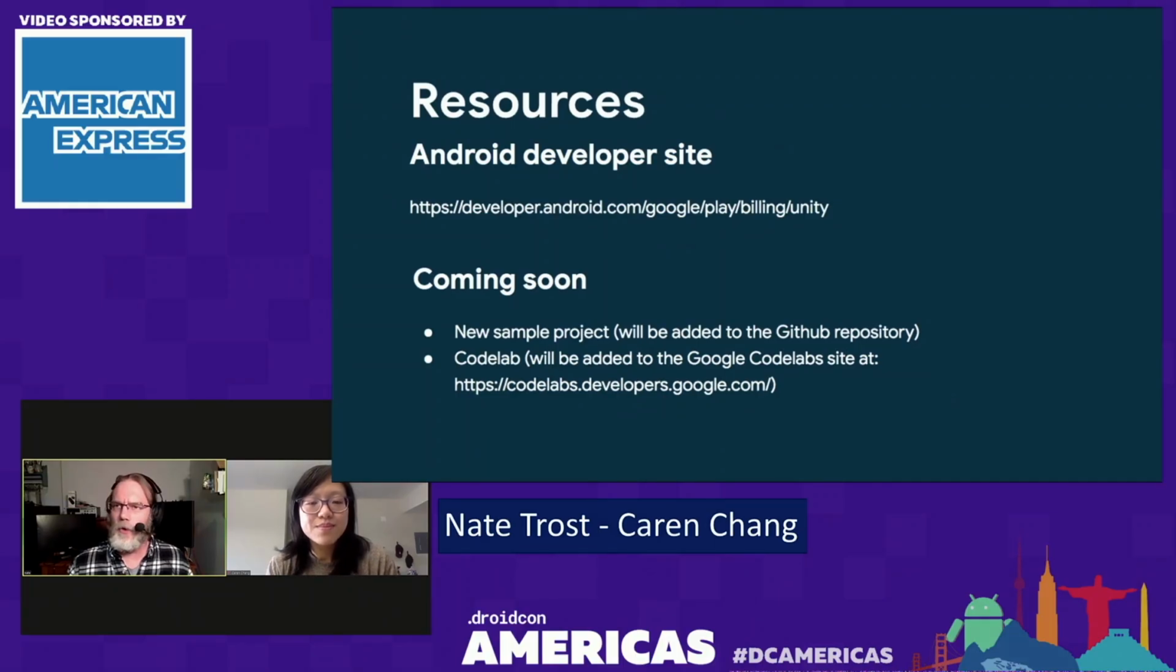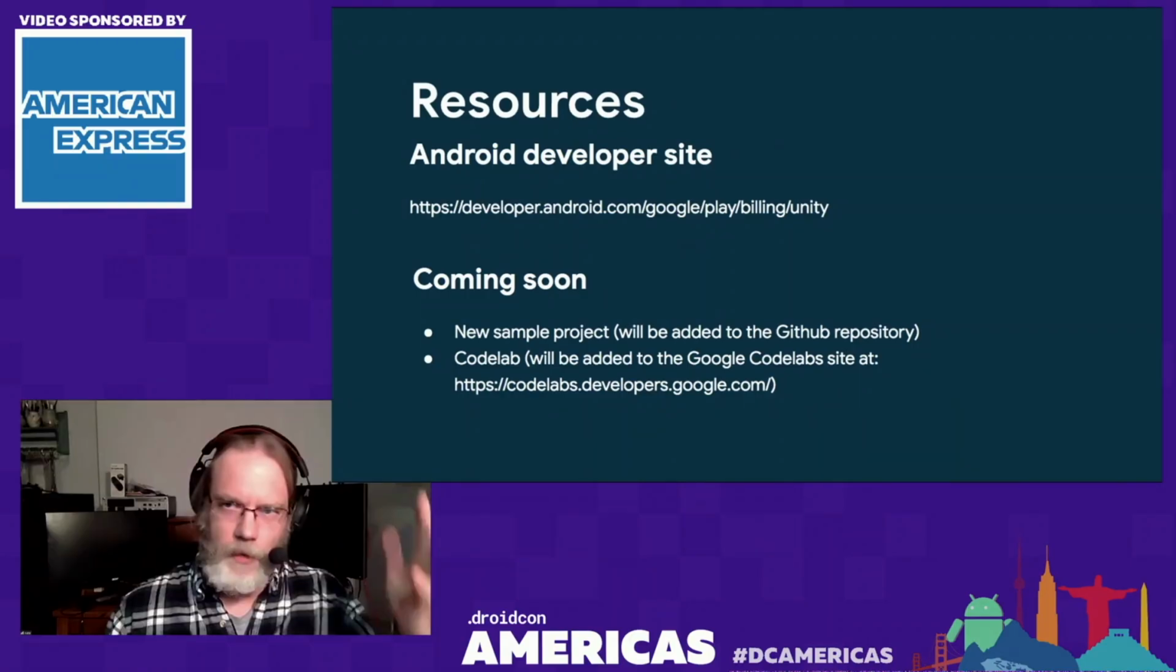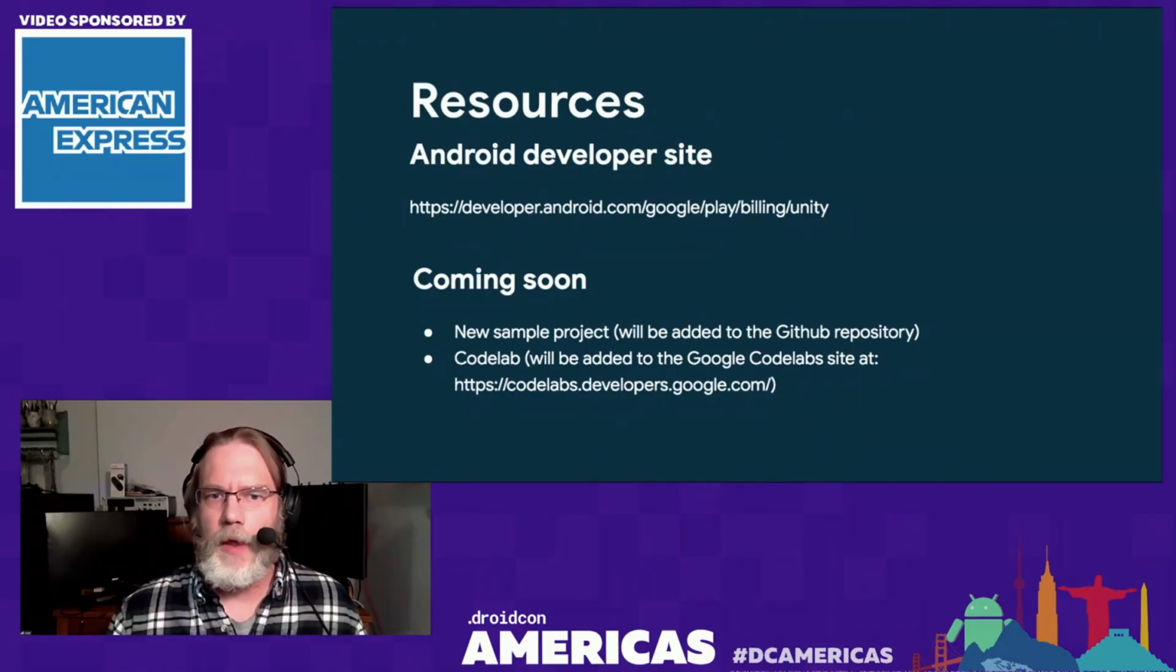And there will also be a codelab. Google Codelabs are step-by-step tutorials that walk you through taking a starting project and integrating technology like the Play Billing Library, and walk you through the whole process. And that will be available on the Google Codelabs site at codelabs.developers.google.com. And again, these should be available by the end of the year. They're just not quite ready yet.